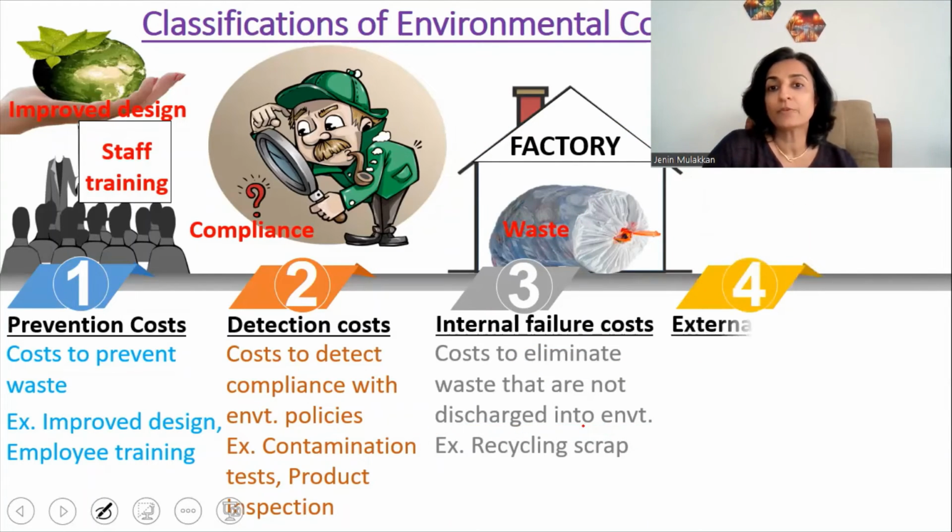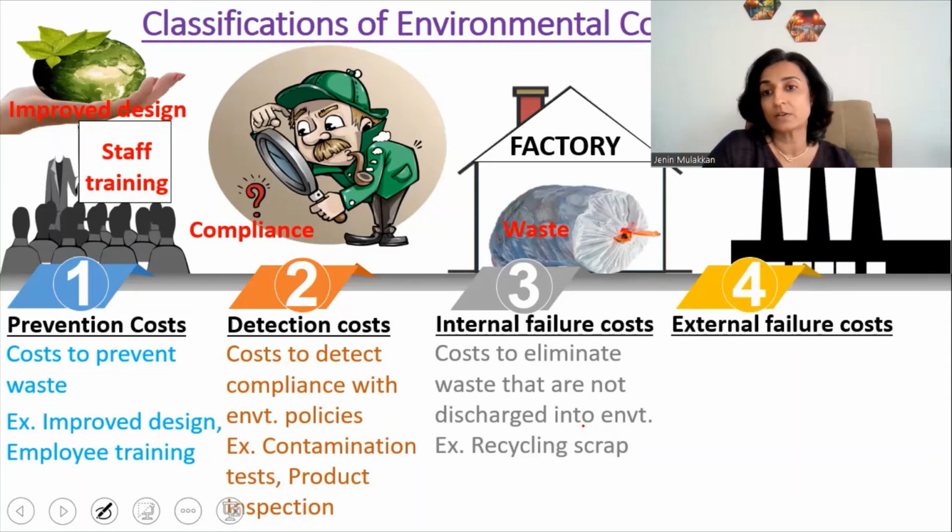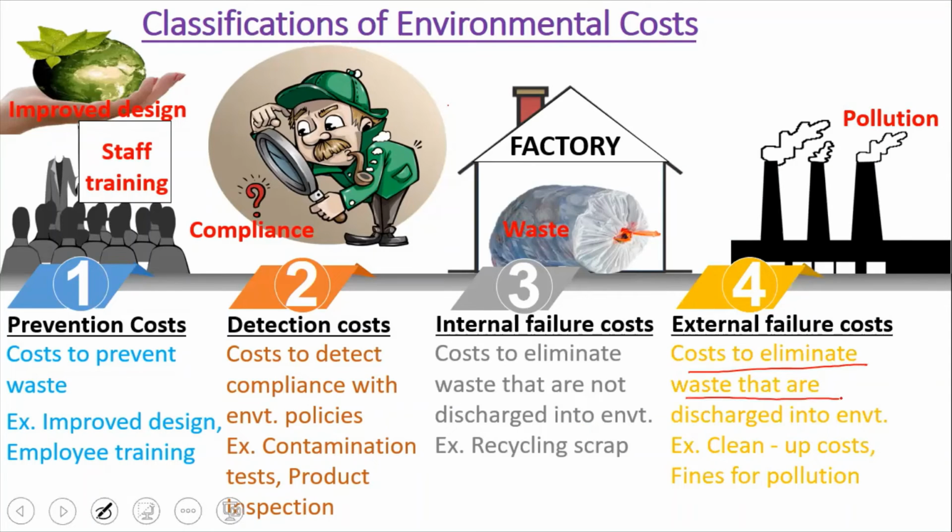Now the fourth type of cost is the external failure cost. These are costs to eliminate waste that is discharged into the environment. See, the waste is getting discharged into the environment. It is not within the factory. So what are the examples? Cleanup cost, fines for pollution.